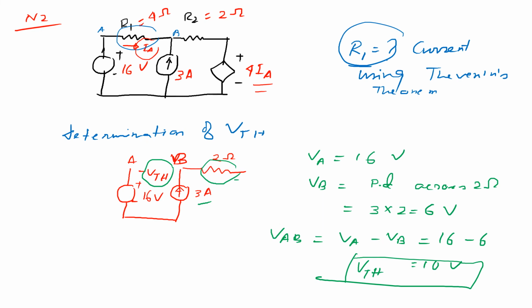Okay, now for finding Rth, you have to determine the short circuit current. So find the short circuit current. You have to replace that 4 ohm resistance by a short circuited path. So now the modified circuit in this condition will look like this.